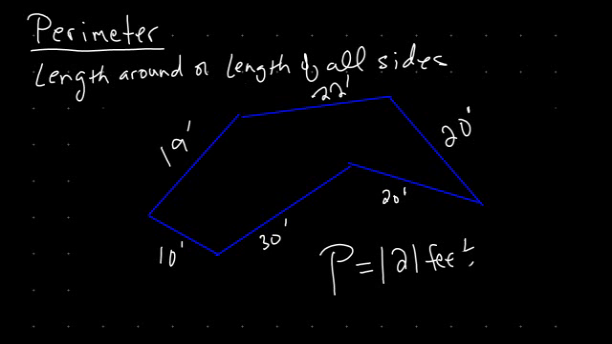So again, perimeter is just measuring around something. The only time we have any issues, where it is a little more difficult, is with circles, and that will be in our next video.